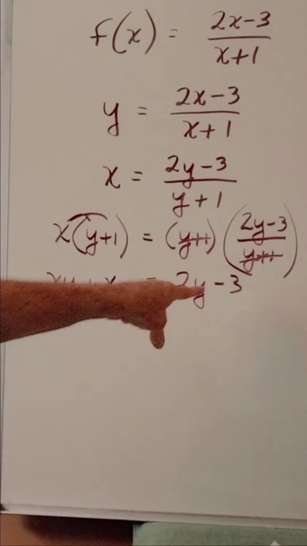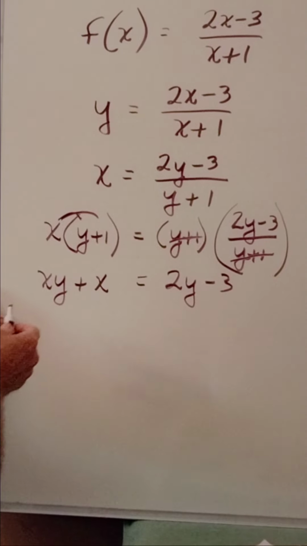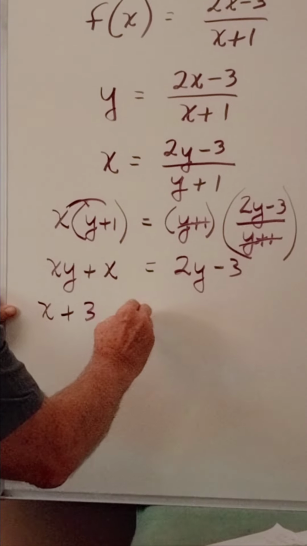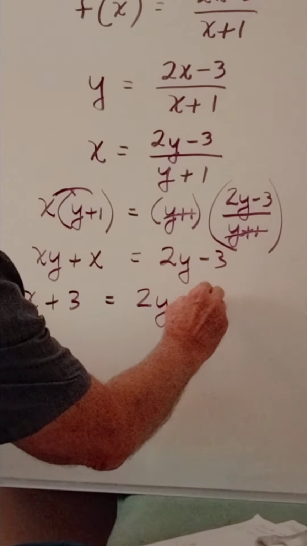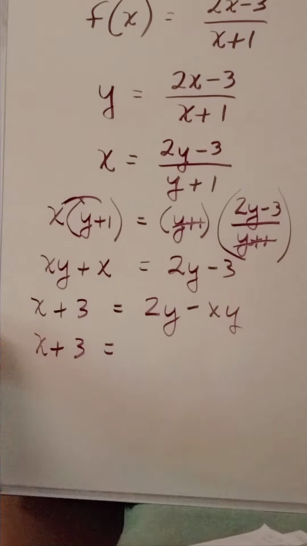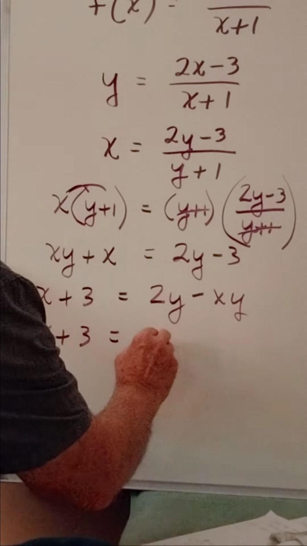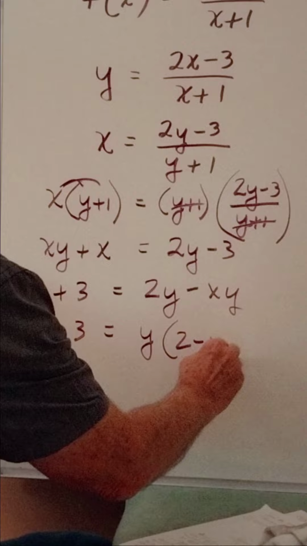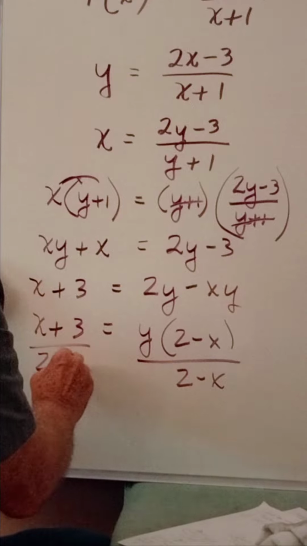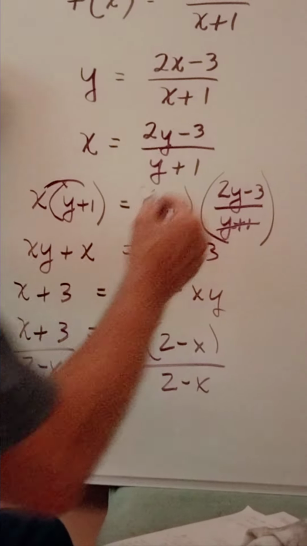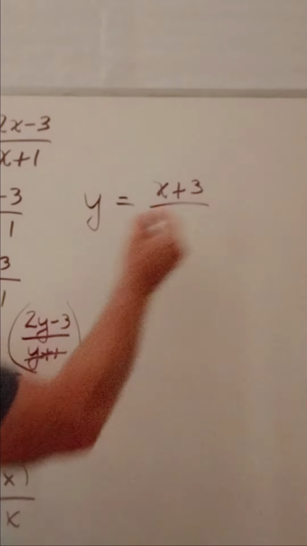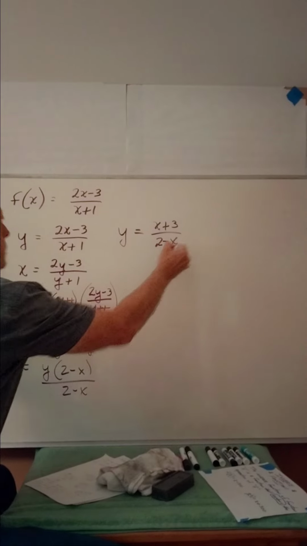Move that xy over to the right. We'll move the 3 over to the left. And we'll have x plus 3 is equal to 2y minus xy. Bring down that x plus 3 on the left, and on the right, pull out a y. And that'll leave us with a 2 minus x. Divide the right by 2 minus x, and divide the left by 2 minus x. Looks better. We're going to get y is equal to x plus 3 over 2 minus x.